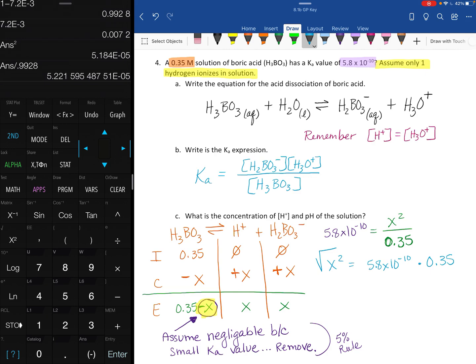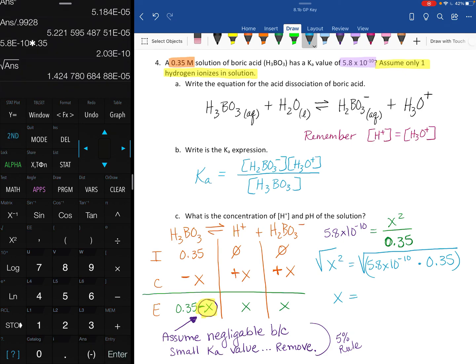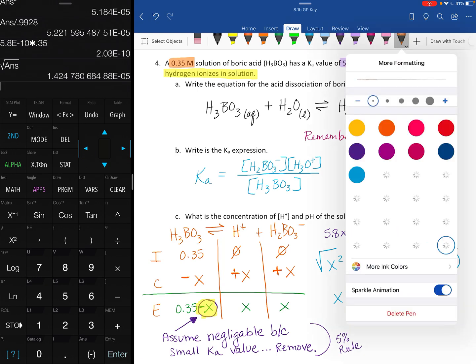If we want to get x by itself, we have to square root both sides, and we will find x. So let's do that. 5.8 times 10 to the negative 10th times 0.35, and then I'm just taking the square root, second answer is how I go ahead and do that, and I get 1.4 times 10 to the negative 5th. So x is going to be equal to our concentration of hydrogen ions, and that is equal to 1.4 times 10 to the negative 5th. So there's the first part of our answer.